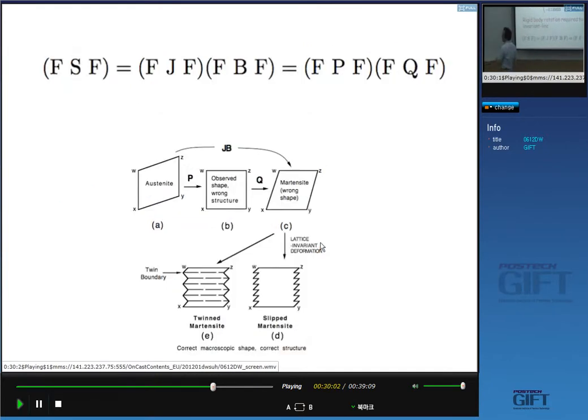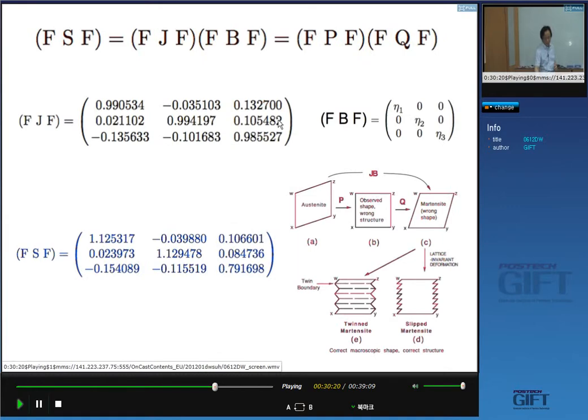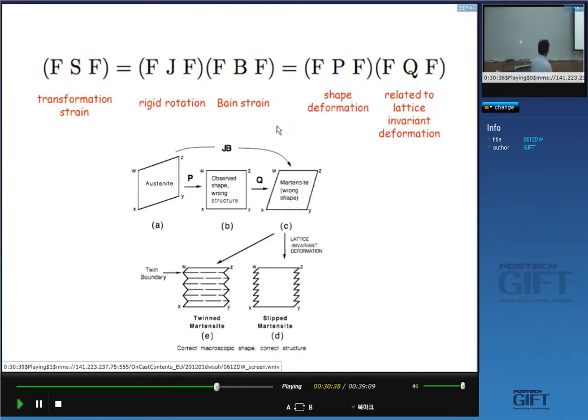The shape deformation matrix can give you the information on the habit plane and the displacement by the shape deformation. And let's see how we can calculate the habit plane from the shape deformation. Here, from these two, band deformation and rigid body rotation, we can calculate the transformation strain, which permits you to convert FCC to BCC, right?